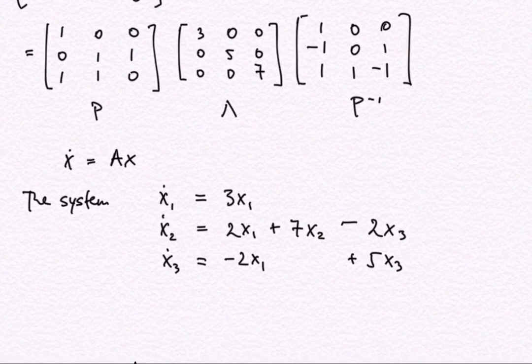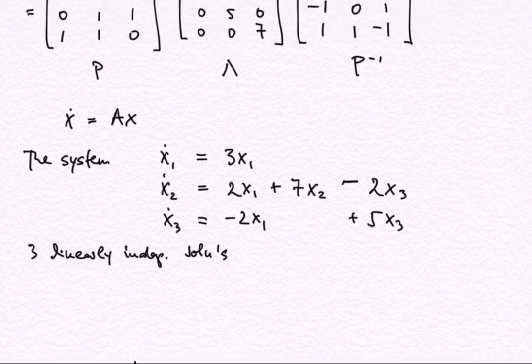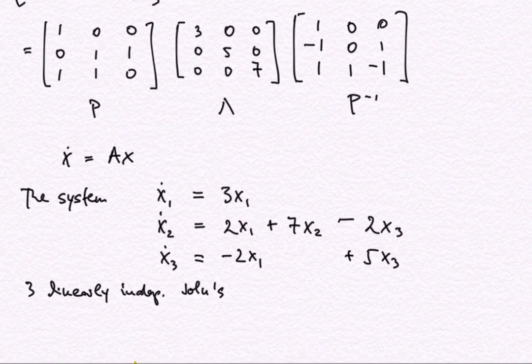And now we see, just by looking at the eigenvalue decomposition, that we have three linearly independent solutions given by the three eigenpairs. I'm now just taking each eigenvector and each eigenvalue. So this is the first pair, then the second pair, and then the third pair.